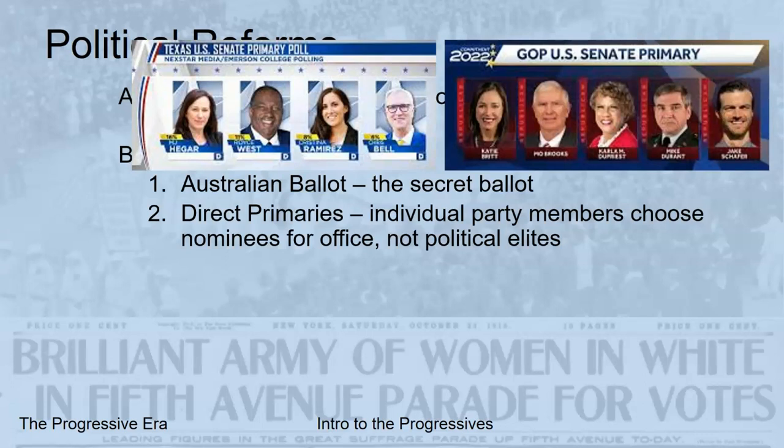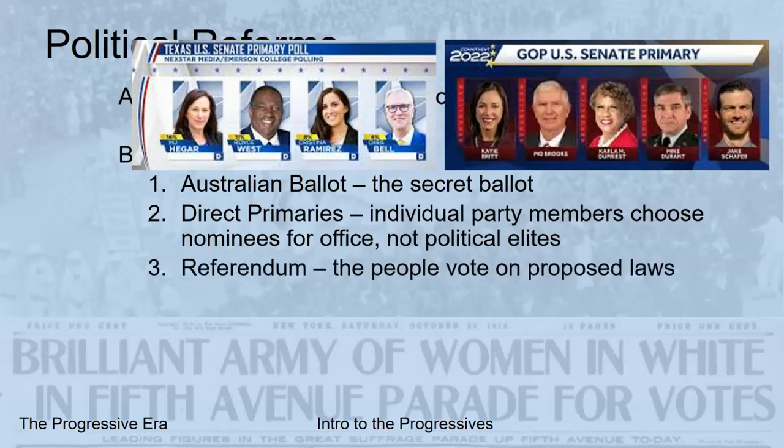And so this was giving the individual party members, the individual people out there that consider themselves Democrats or Republicans, the opportunity to pick their nominees for office. Another electoral reform that the progressives introduced is something called referendum.